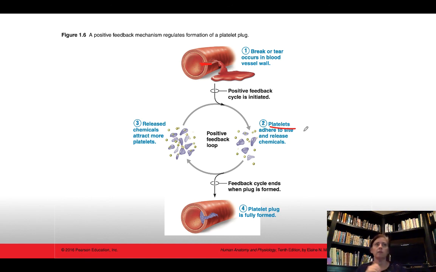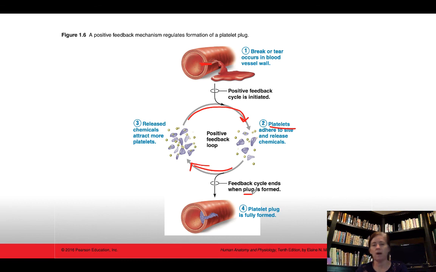When they do that, they're going to release chemicals that are going to attract other circulating platelets to the area. So those chemicals attract more platelets. Those additional platelets adhere to the tear and release more chemicals. More chemicals attract more platelets. So you can see how this cycle through here is showing you this positive feedback loop. Okay, eventually it does shut off. It doesn't continue indefinitely, but once that tear is completely covered and we form what's called a platelet plug, then it actually shuts it off. So it does eventually shut off.